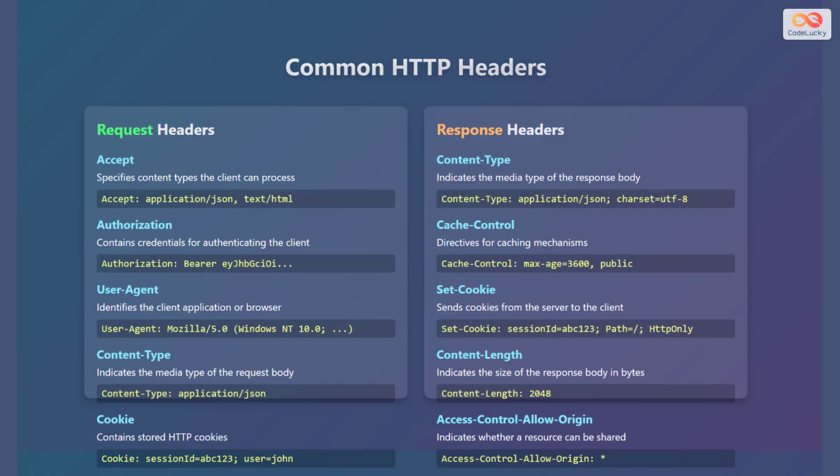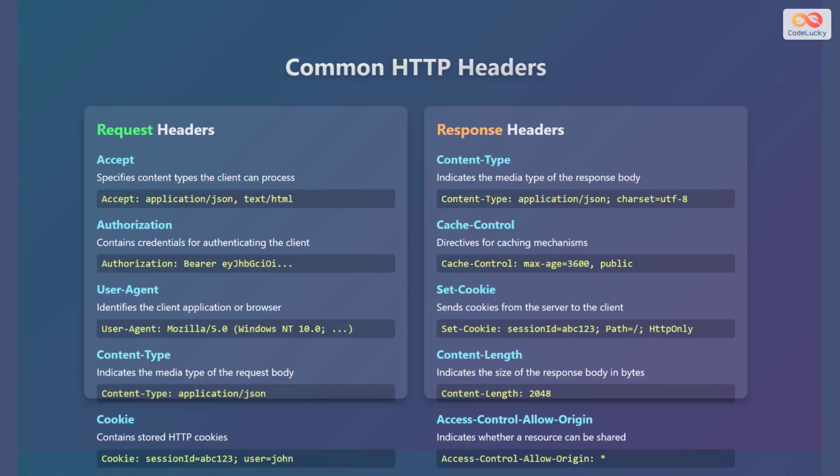Let's discuss HTTP headers. HTTP headers are key value pairs that provide additional information about the request or response. They allow clients and servers to pass additional information with an HTTP request or response. Here are some common request headers.